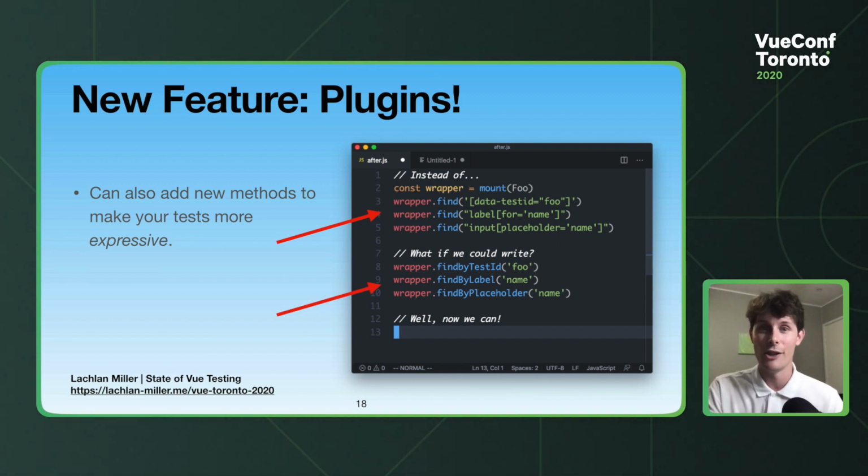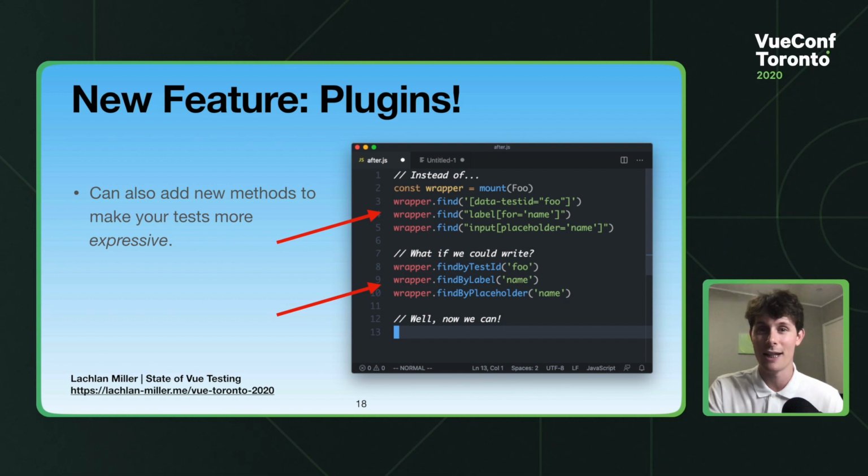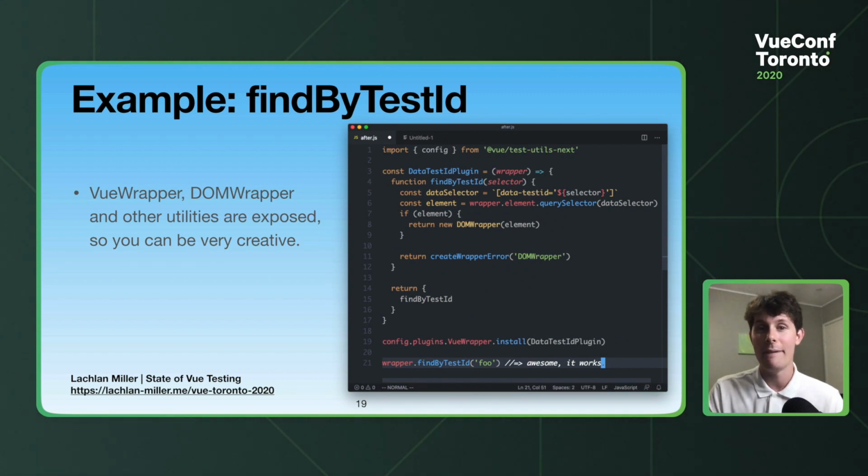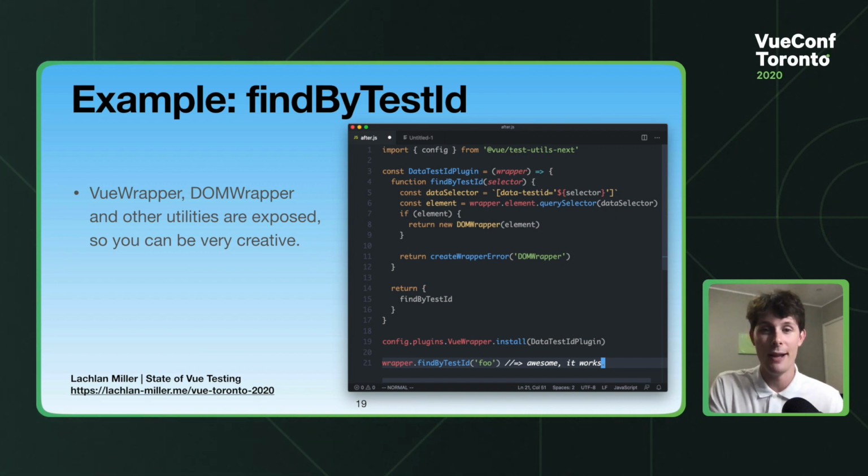What I can now do is write my own extension methods, for example, find by test ID, find by label, or find by placeholder, and I think this makes my tests much more expressive. Let's take a look at a more concrete implementation of one of these methods. In this example, I've implemented my find by test ID plugin. It's very simple, it's only around 15 lines of code. You can see it over there on the right.